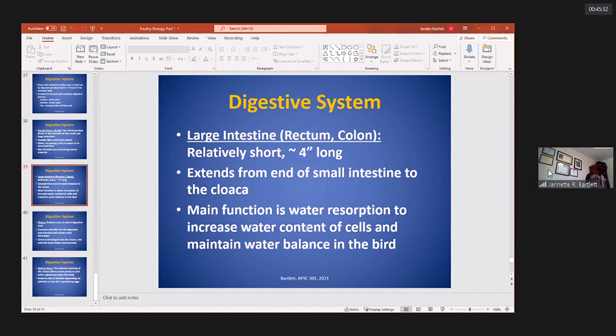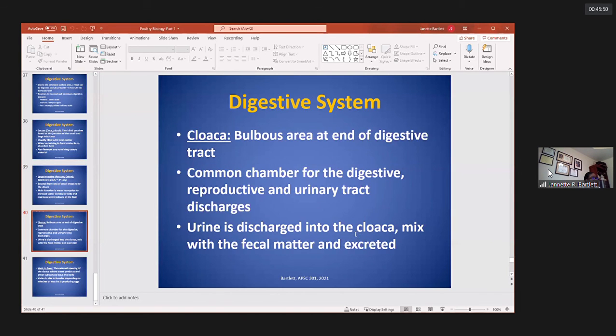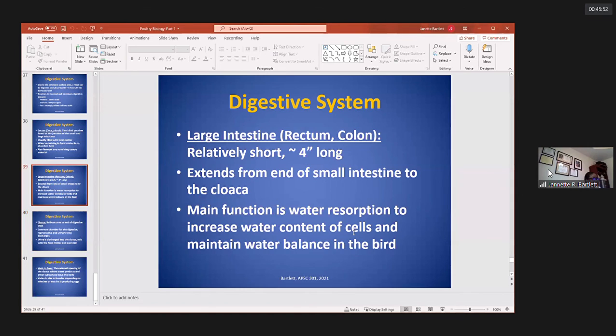The main function of the large intestine is water resorption, to increase water content of cells and maintain water balance in the bird. So if you notice, along the small intestine and the large intestine, any water that is remaining at whatever stage of the digestive process, every possible water that is available is going to be absorbed so that cells can have it to use.